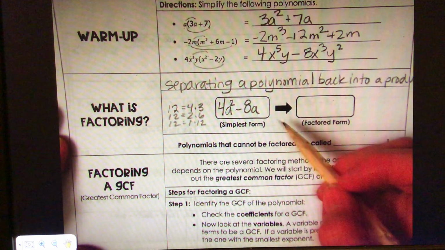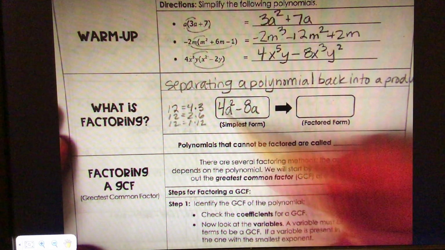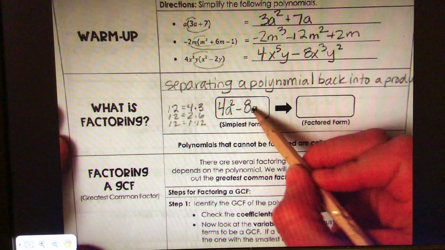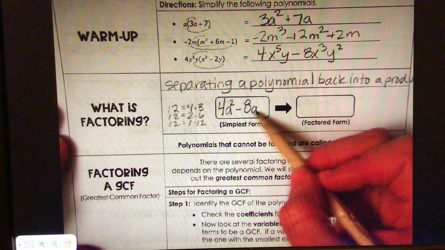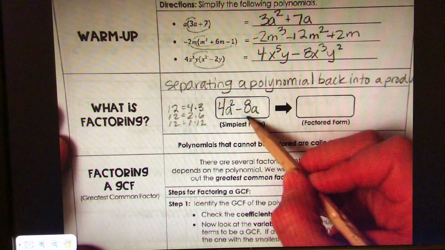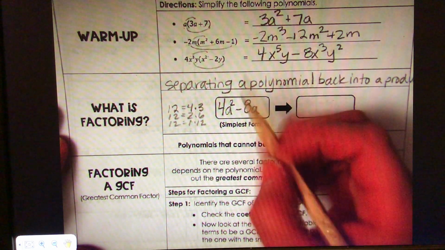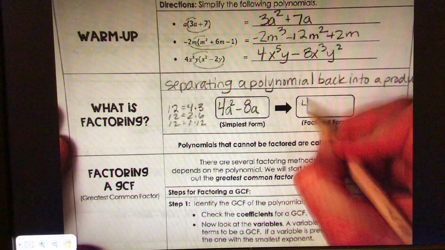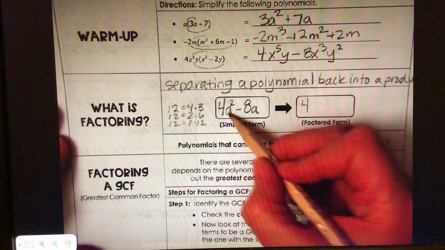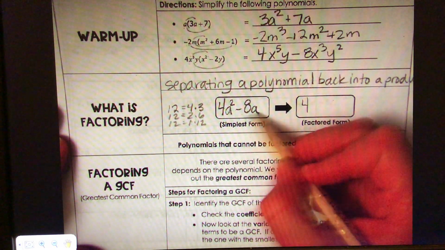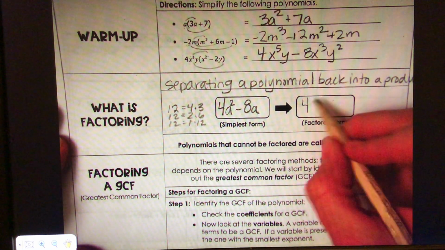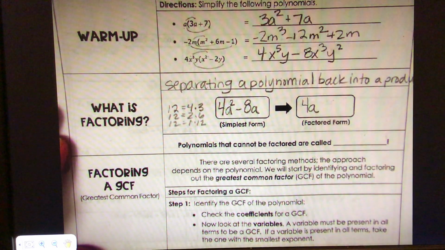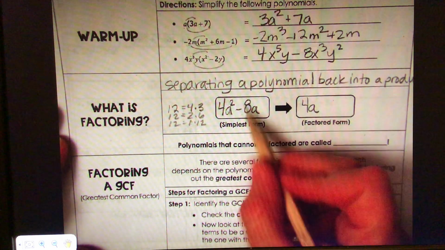Well, does 4, I could think about my coefficient. Does 4 go into 4a squared? Does 4 go into negative 8a? Well, it actually does, which is kind of cool. So 4 fits into both, and oh, both terms have an a in it. Well, a goes into both a squared and a. So actually, for a, I could actually remove out of this.